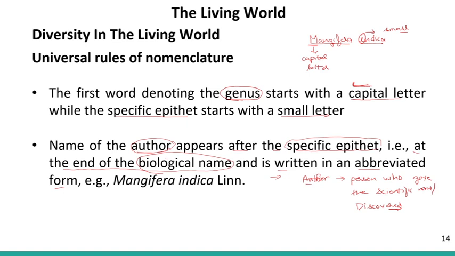Sometimes the scientific or biological names are changed also. Then we also have to mention the name of the author who changed the scientific name. So basically the person who gives the scientific name is known as the author, and sometimes the same person is also the discoverer of that species. The example is again Mangifera indica. Here it has been italicized, so no need for underlining. After the specific epithet, the name of the author appears in abbreviated form. Lin here denotes Linnaeus. So this is the author name.